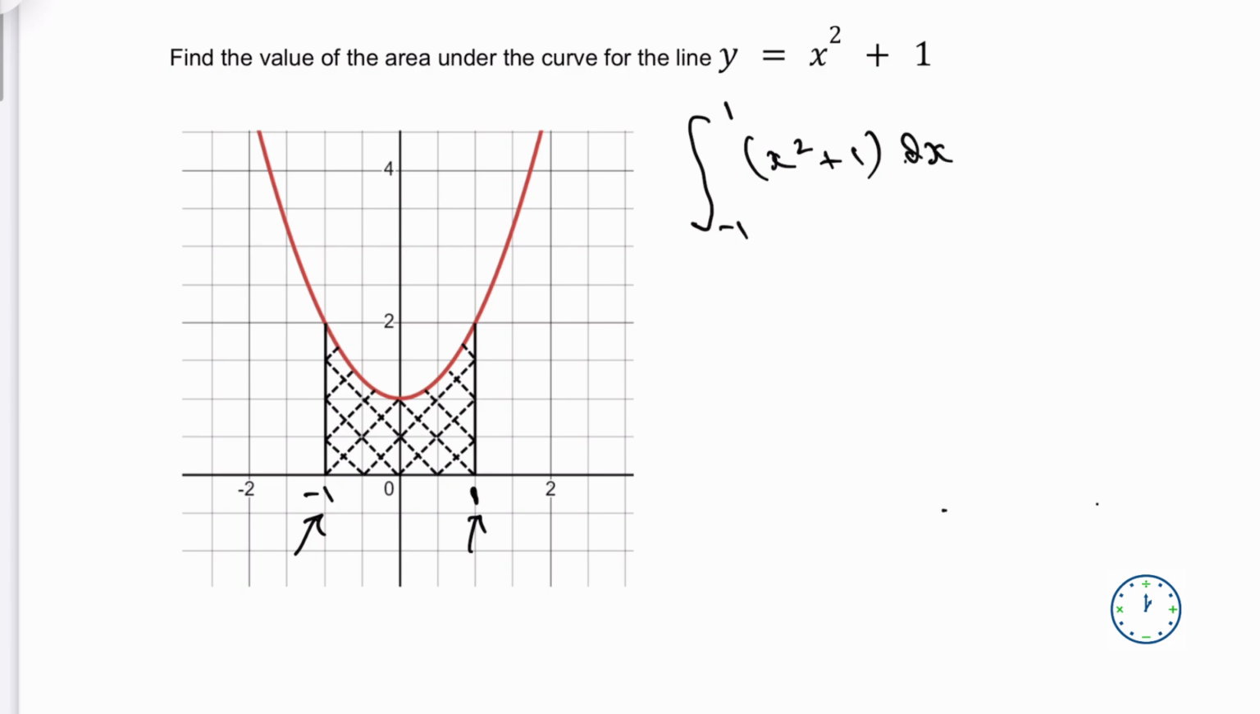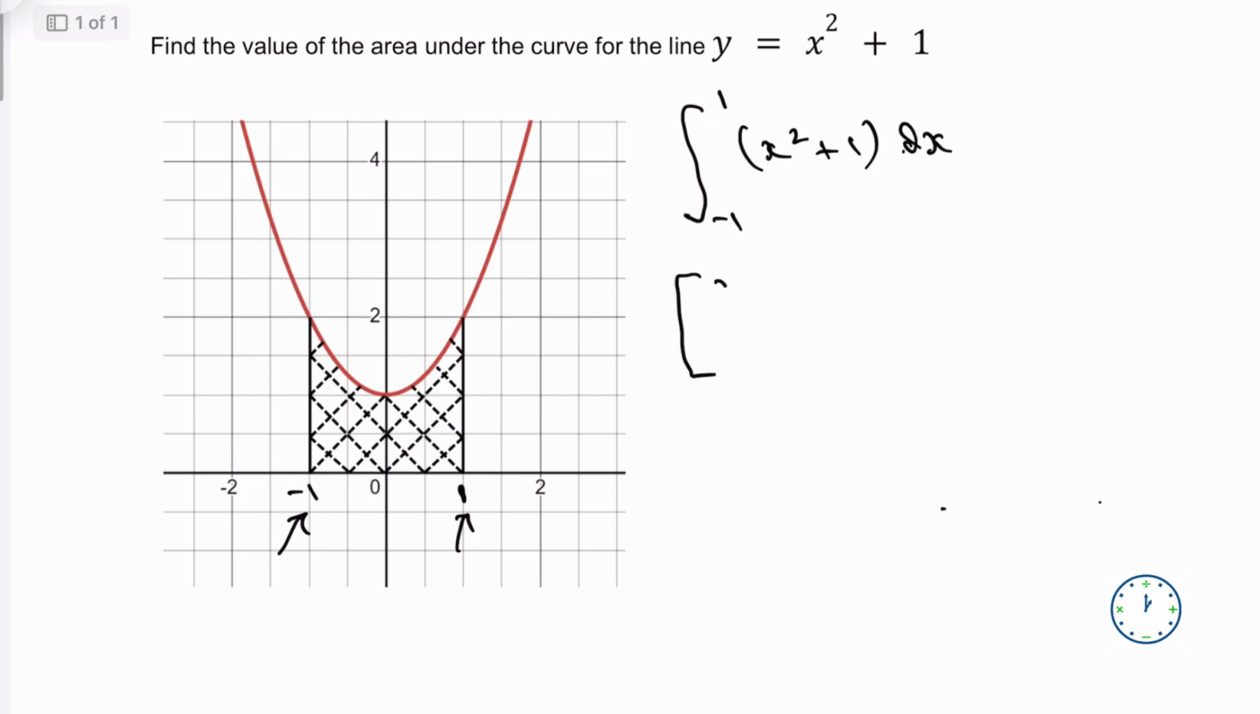Okay, well, how do we integrate? Well, the way we integrate is we add 1 to the index and then we divide by the new index. So effectively for x squared, I'm going to get x cubed and then divide by 3. So that's x cubed over 3.